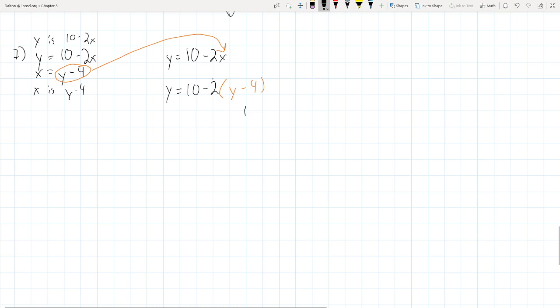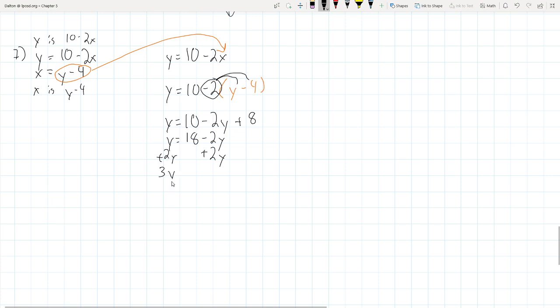So we go ahead and distribute this. This negative 2 gets distributed to both these things. So we get y equals 10 minus 2y plus 8, because negative 2 times negative 4 is positive 8. Let me get rid of this little dash in here so you don't get confused. Now we can combine like terms. So y equals 10 plus 8 is 18 minus 2y. We want to get the variables by themselves, so I'm going to add 2y to both sides.